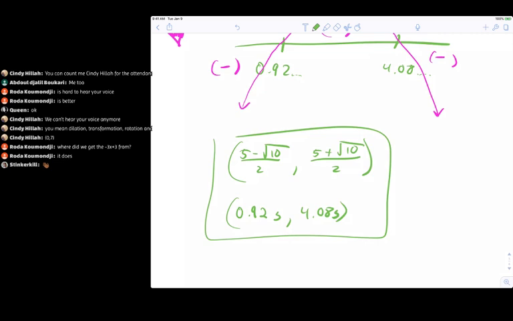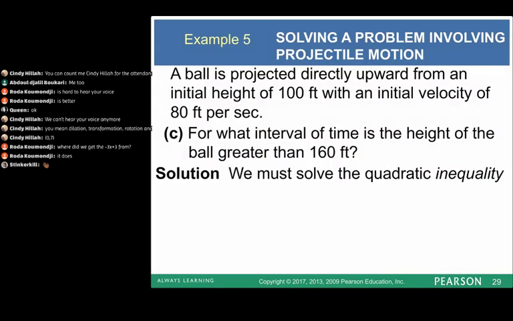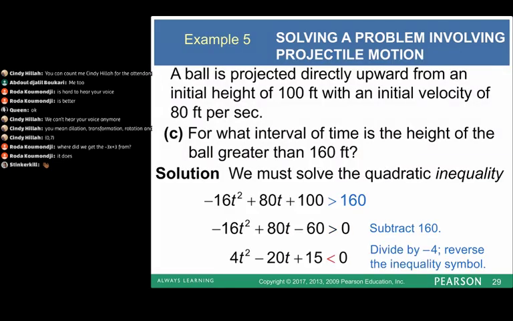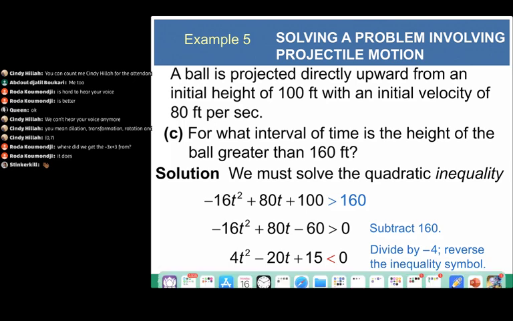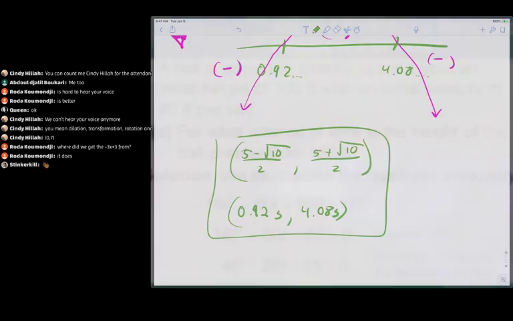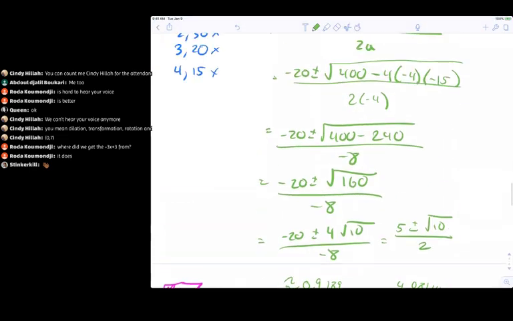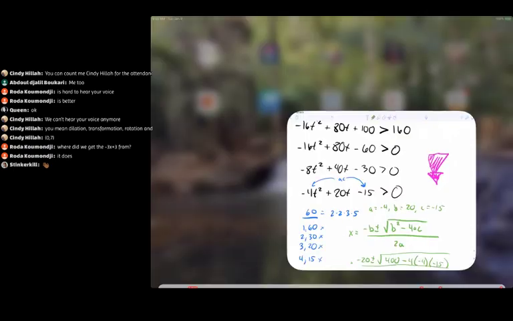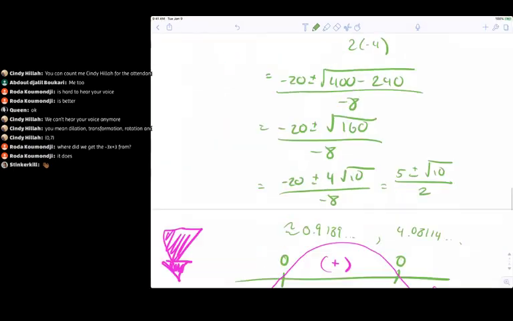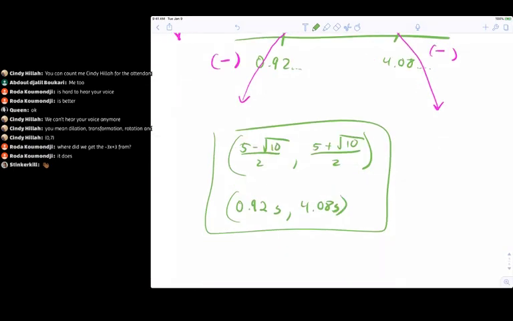So let's go back to the PowerPoint and see how we did. That's what we did. We set it to 0. Now they divided everything by negative 4. Did we divide by negative? I think we kept ours negative. Let me see. Yeah, we kept our leading coefficient negative, so I'm going to stand by my answer.